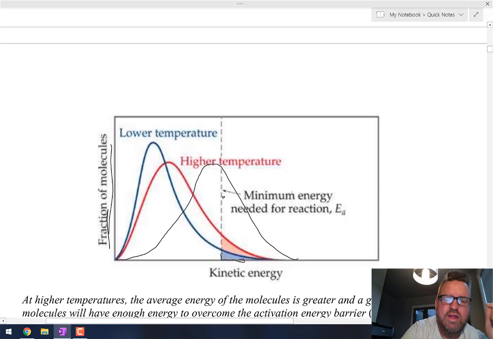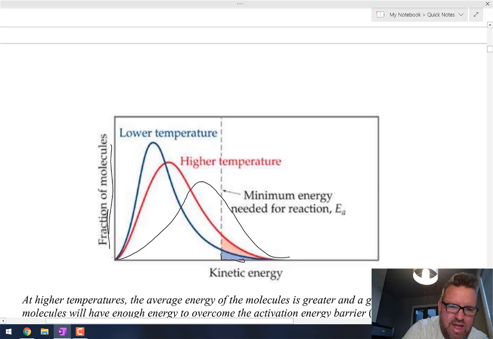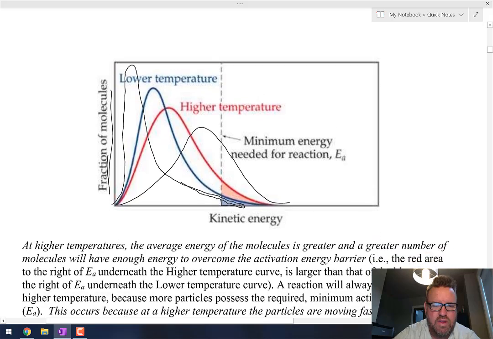Typically when you see one of these graphs, it's about temperature. And we already saw that at the higher temperature, it's going to look something more like this. It's going to be lower and farther to the right. At a lower temperature, it's going to be higher and much farther to the left. And again, I'm trying to get that line even lower, because the lower you get, fewer and fewer molecules have enough energy to overcome the activation energy barrier.